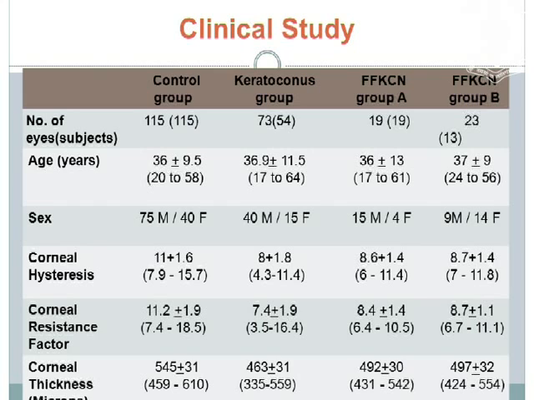And as you see, the age is almost similar in all the groups. The corneal hysteresis in the normal group was around 11. You see the range of hysteresis in the normal population is between 7.9 and 15.7.